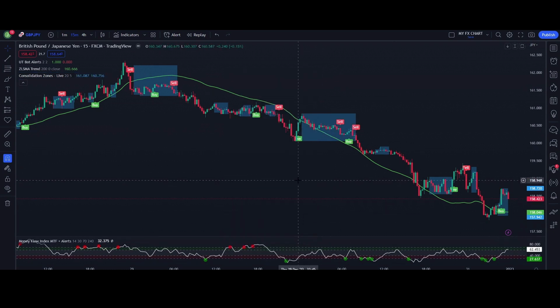This indicator will show us when the market is in a consolidation zone. If the price is within the light blue background, it's a consolidation zone and we should not be taking trades. We've finished setting up our TradingView chart and it's time to move on to the rules of our strategy.